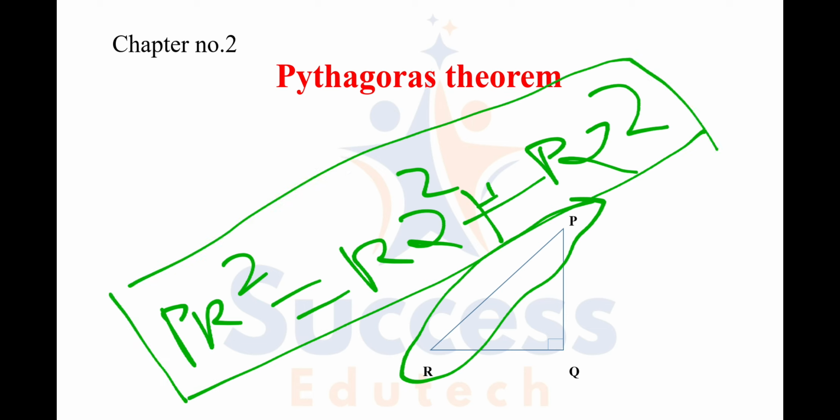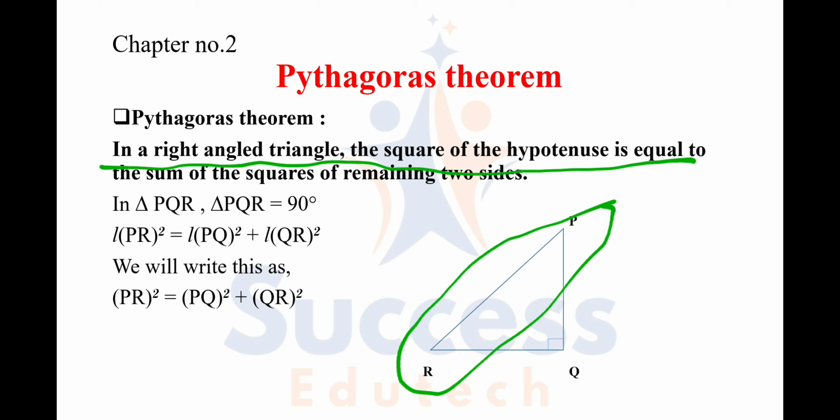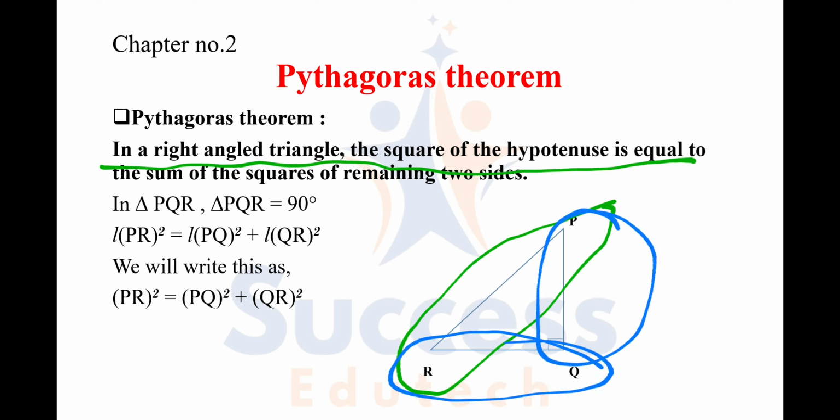Based on the Pythagoras statement, we get this equation. Now let us see the statement. In a right angle triangle, the square of the hypotenuse, that means PR square, is equal to the sum of the squares of the remaining two sides. The remaining two sides are PQ square and RQ square. This is what the statement says.